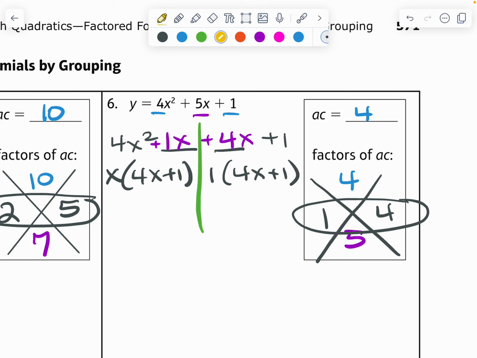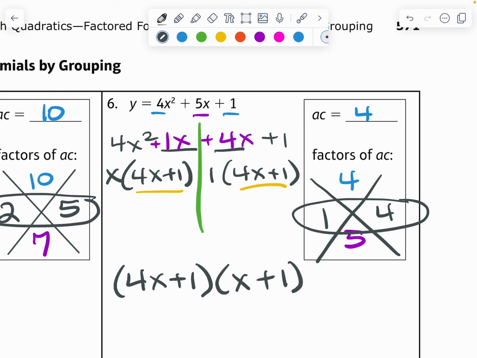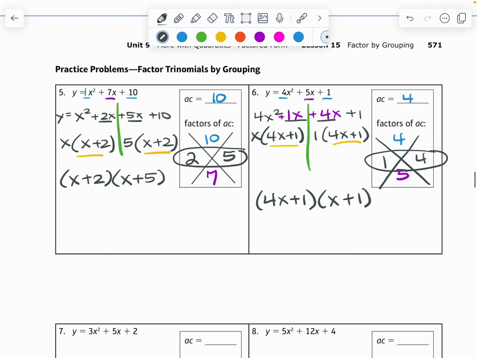Look at that. Remember, I promised you if we did it right, these would match. That's right. Factor out the 4x plus 1. They both have that in common. And your leftover is x plus 1. Ta-da! We did it! Come on! That's really good. All right, go ahead and try 7 and 8.